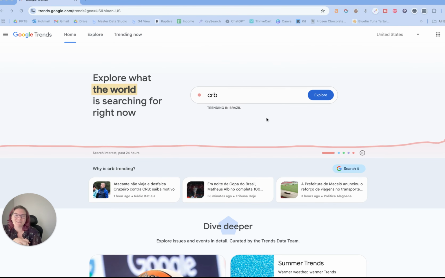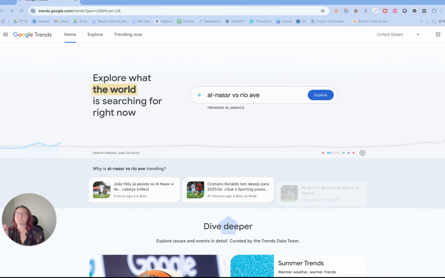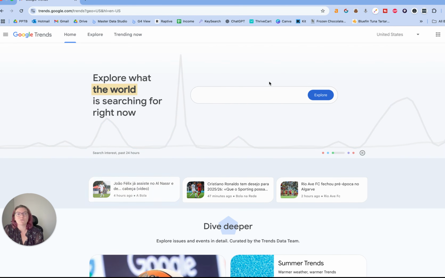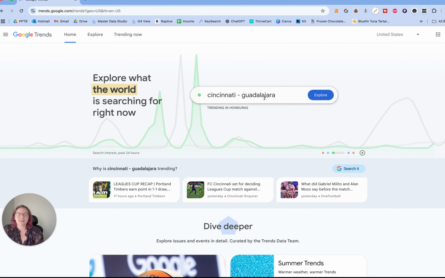Okay, so to start, what we need to do is go to Google Trends. So it's trends.google.com, or you can literally Google Google Trends, and this will bring you here. Once you get here, you'll see that it's actually starting to give you ideas of what's trending. And so it's going to tell you these things are trending. It even tells you where it's trending.